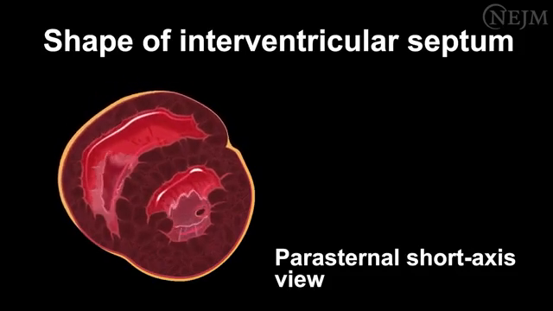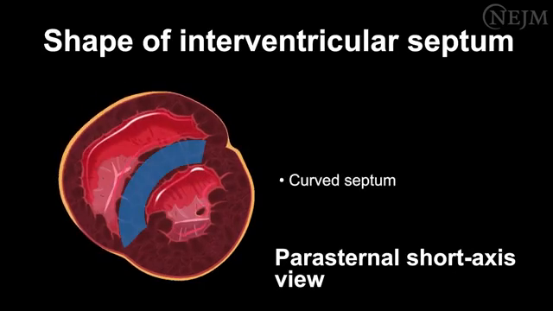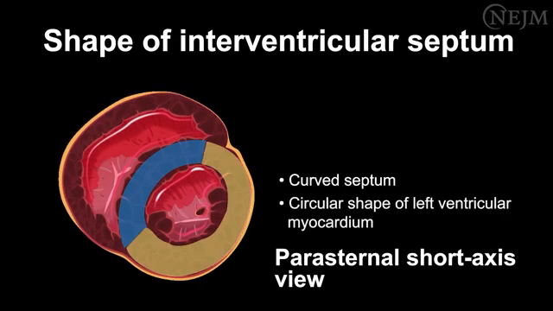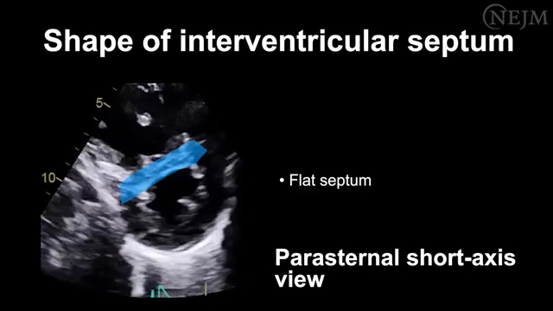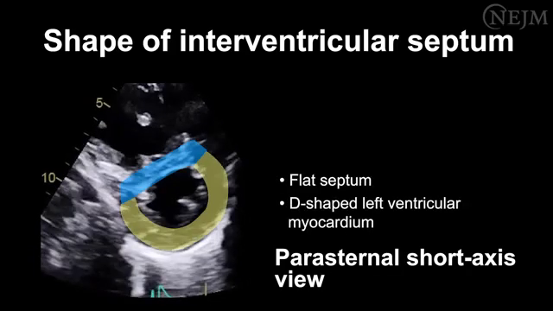The shape of the interventricular septum is evaluated in the parasternal short axis view at the mid-papillary level. When the shape of the interventricular septum is curved throughout the cardiac cycle, giving the left ventricular myocardium a circular shape, then right ventricular loading conditions are likely to be normal. When the interventricular septum becomes flat at times during the cardiac cycle, giving the left ventricular myocardium the shape of the letter D, then loading conditions are excessively increased.